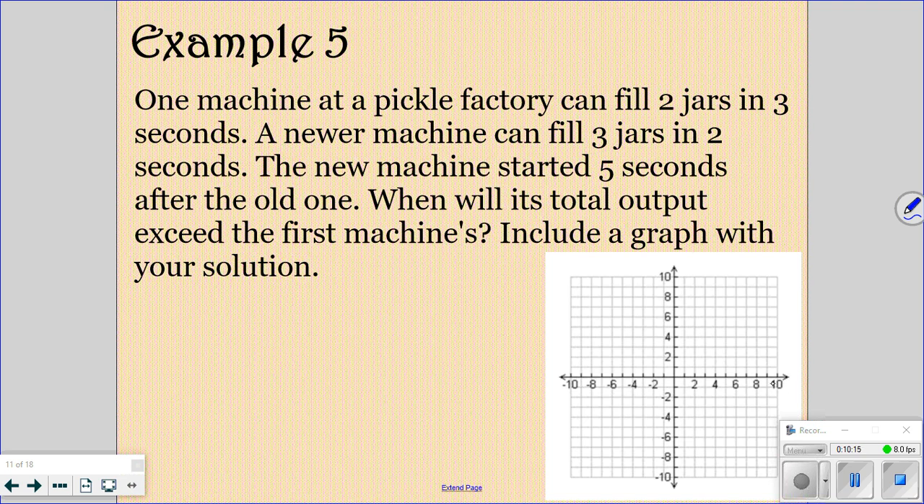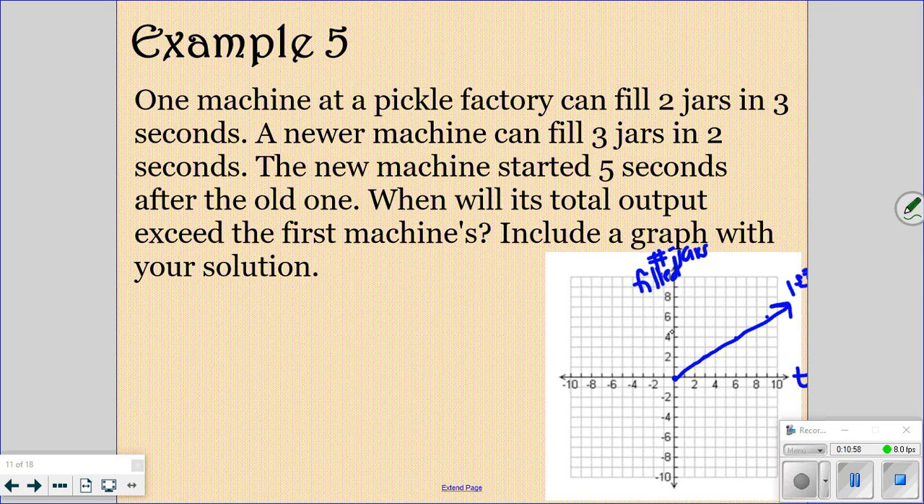So our x-axis is going to become our time, and this is going to be the number of jars that they fill. So at time 0 for the first machine, we have none filled. And it says we can fill 2 jars after 3 seconds. So after 3 seconds, 2 jars are filled. So after another 3 seconds, another 2 jars are filled. And then after another 3 seconds, another 2 jars are filled. So that would be the equation for the first one.